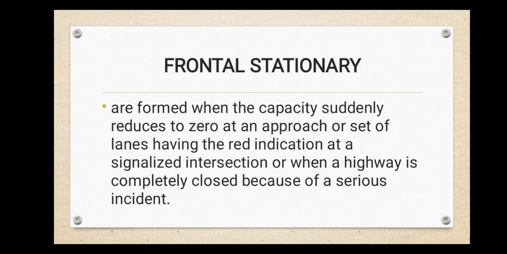In this case, a frontal stationary shock wave is formed at the stop line of the approach or lanes that have a red signal indication. This type occurs at a location where the capacity is reduced to zero, for example, at a signalized intersection. The red signal indicates that traffic on the approach or set of lanes cannot move across the intersection, which implies that the capacity is temporarily reduced to zero, resulting in the formation of a frontal stationary shock wave.